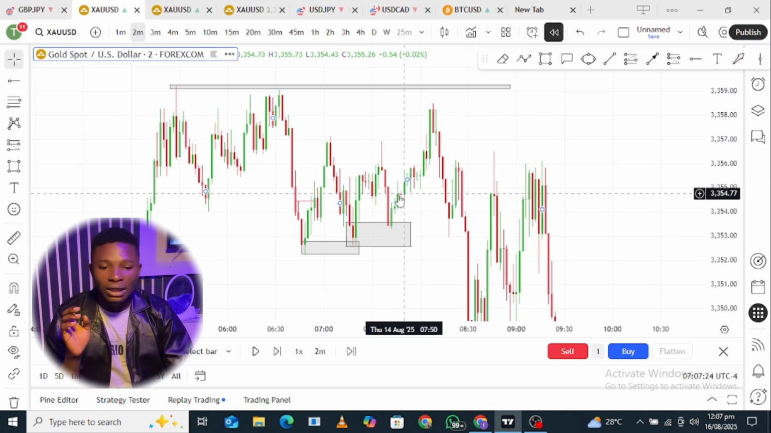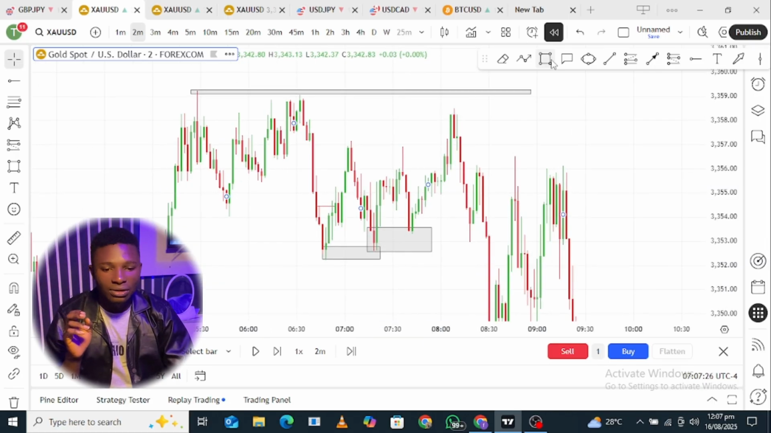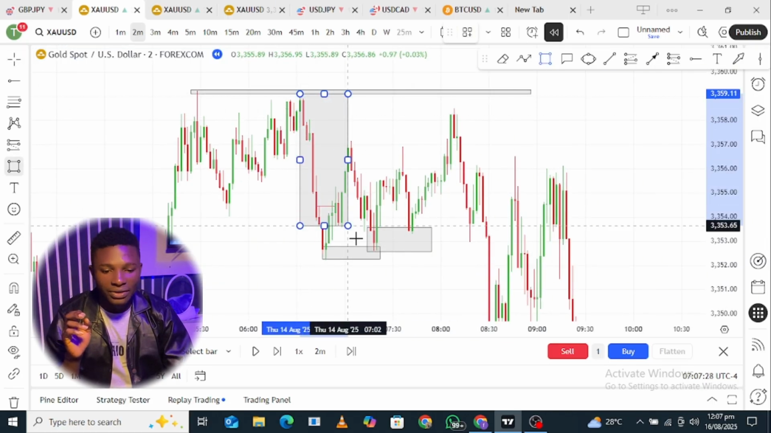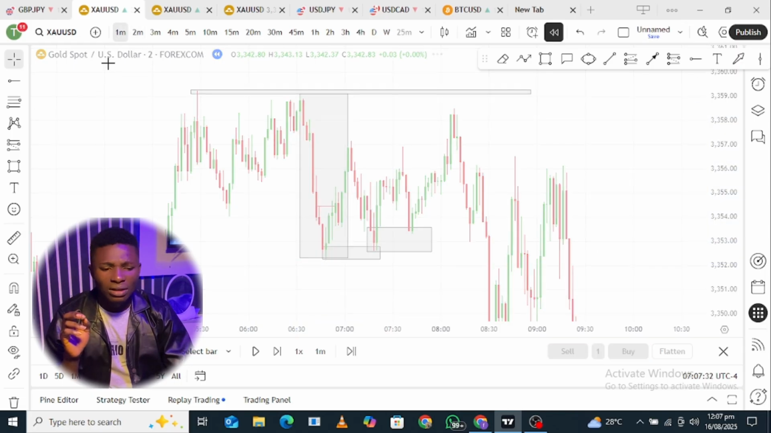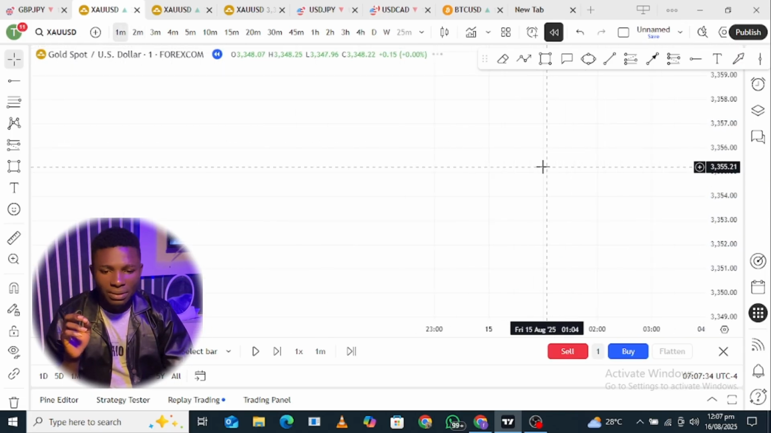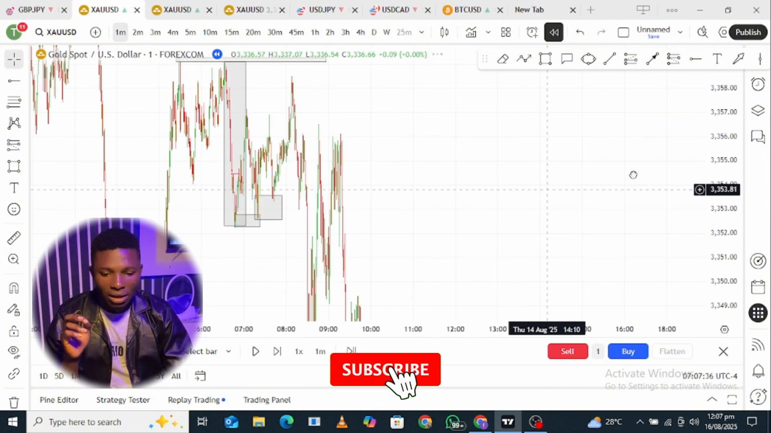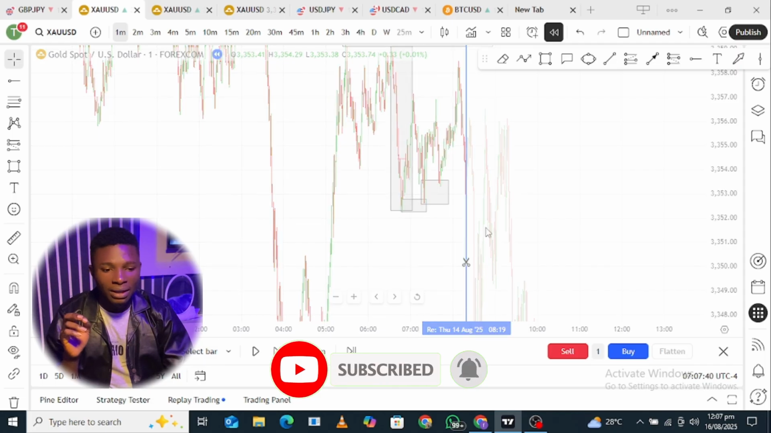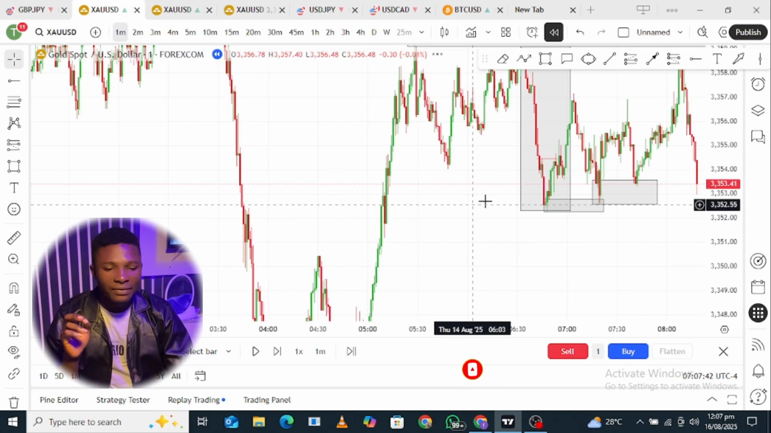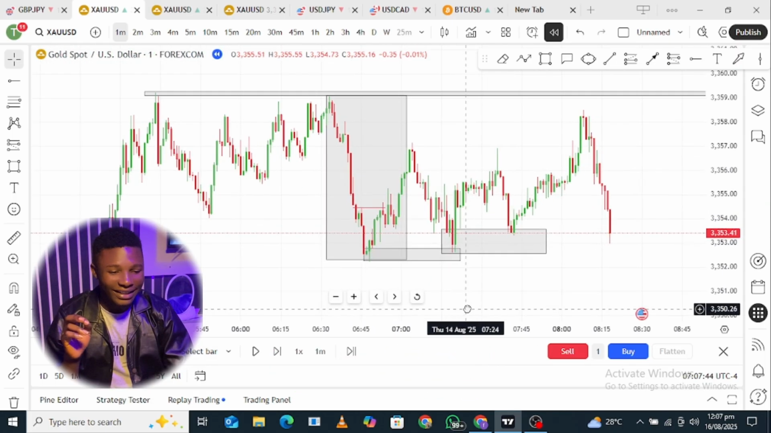So I started inside this particular range, okay, inside this particular range right then. Then on the 1 minute time frame, I think so. I have to use the replay bar. Let me use the replay bar right then. So on the 1 minute time frame right now, I see how my drawing is there.